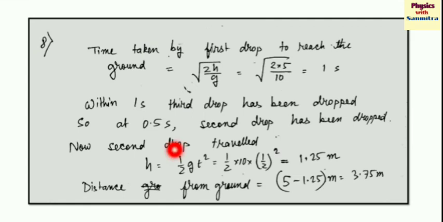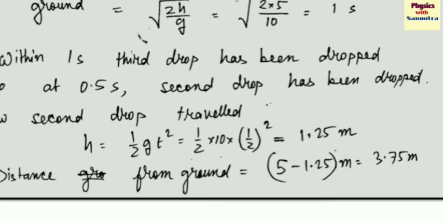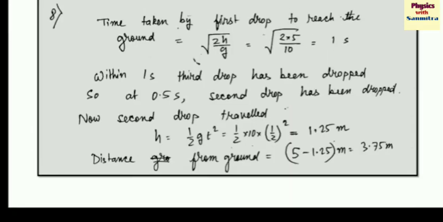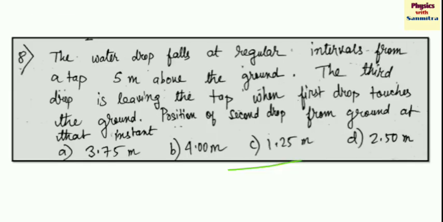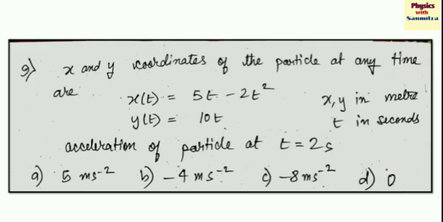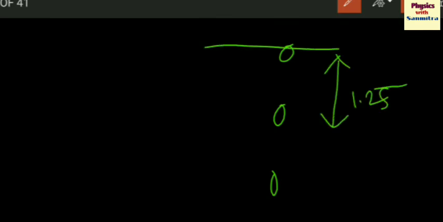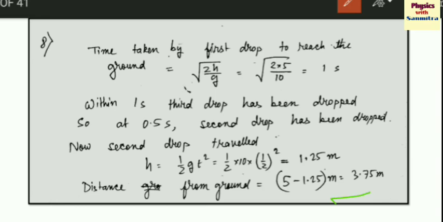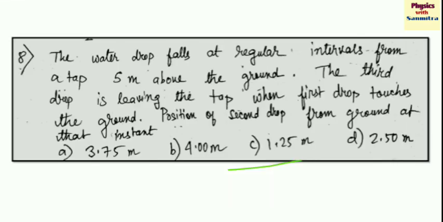So now the question is very simple. See here, the second drop traveled h is equal to half g t square, that is half into 10 into half square, that is 1.25 meter. The second drop has traveled 1.25 meter. See, I have already drawn the diagram here: first drop, second drop, third drop, I am getting 1.25 meter from the tap. So from the ground how much will it be? It will be 5 minus 1.25, that is 3.75 meter. So my answer is option A.